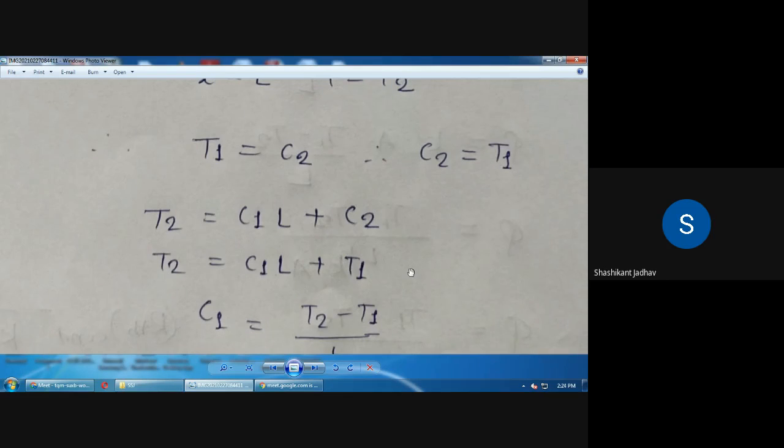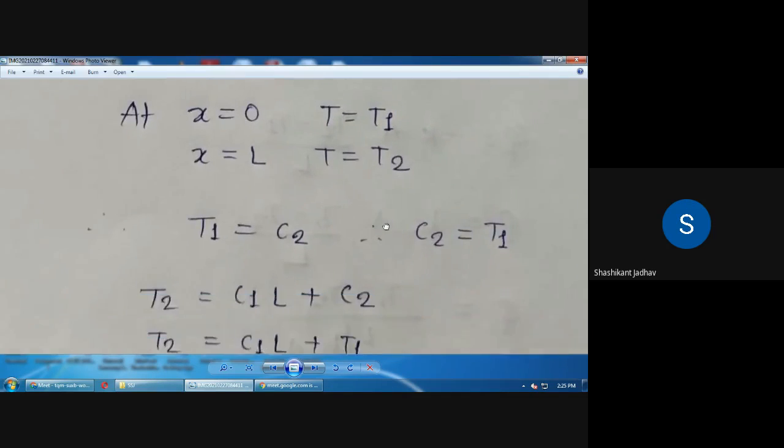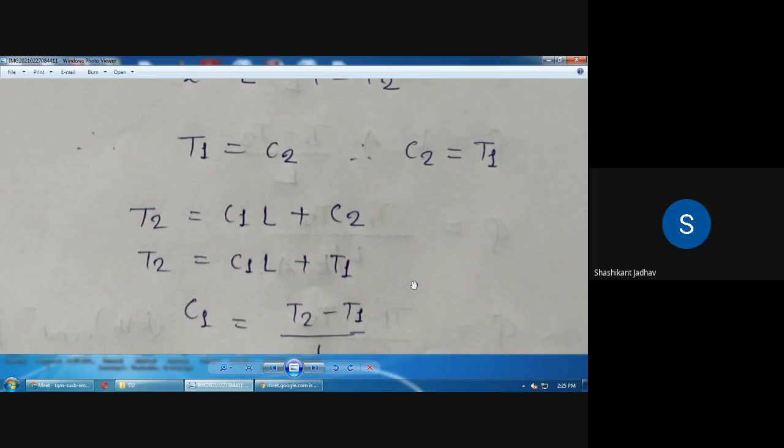Okay, so write down that second boundary condition, put those values into equation number 3. Then we get the value of C1.